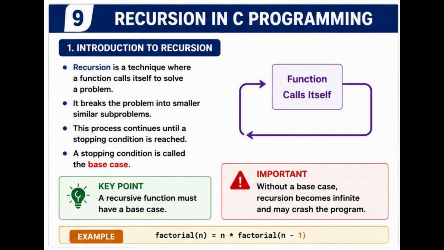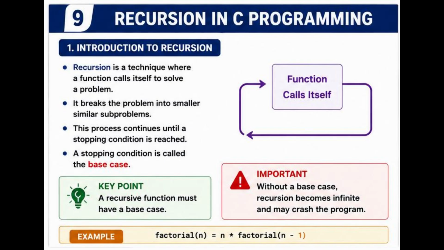Recursion is a programming concept where a function calls itself to solve a problem. Instead of trying to tackle a massive task all at once, recursion breaks it down into smaller, similar subproblems. Now, this process can't go on forever. It continues until a stopping condition is reached, which we call the base case. The base case is the most important part of your recursive logic because it's the emergency brake that stops the function from calling itself infinitely. Without it, your program would keep going until it crashes.